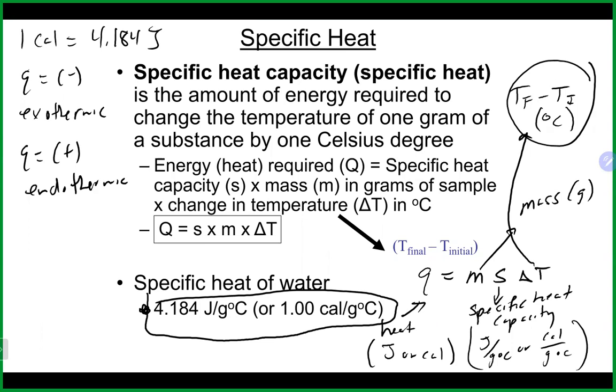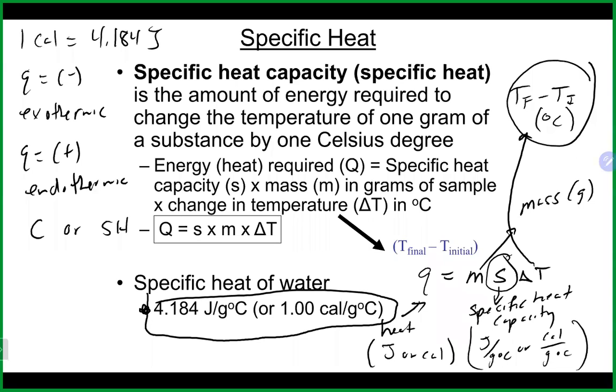Now, a couple other things. I personally use S. A lot of books do use S for specific heat capacity, but sometimes people will use C for specific heat capacity. Sometimes people will use SH for specific heat capacity. I personally use S, and I think your book does as well, I think.